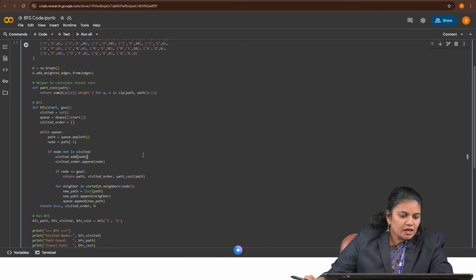So we are using two different data structures here. One is a set data structure, which we are using for maintaining the visited nodes in memory. And another data structure is a queue, which we are calling deque. It is nothing but a double-ended queue, that is, insertion and deletion can be done at either end. And an array is being used in order to maintain the order of visiting the nodes.